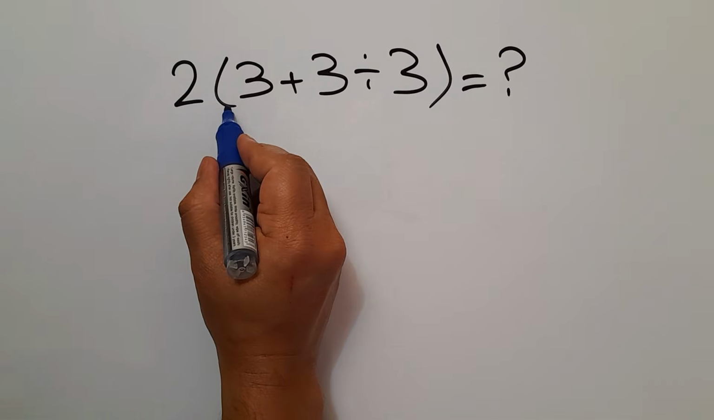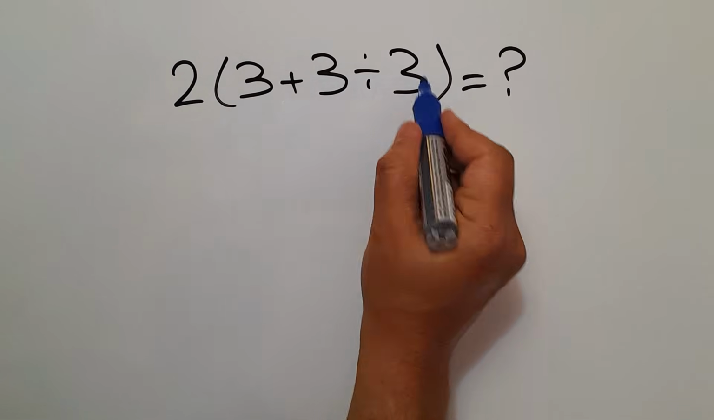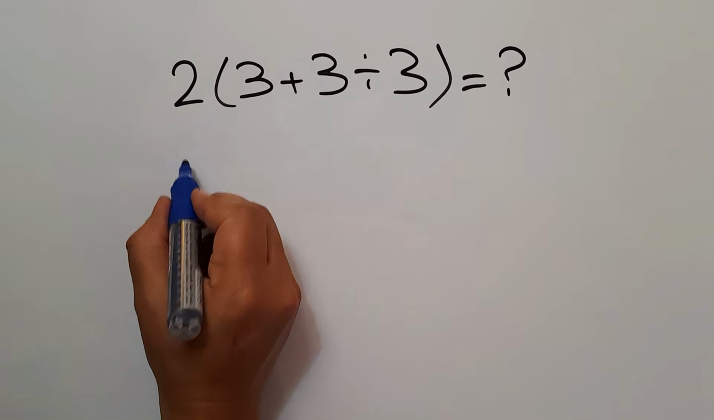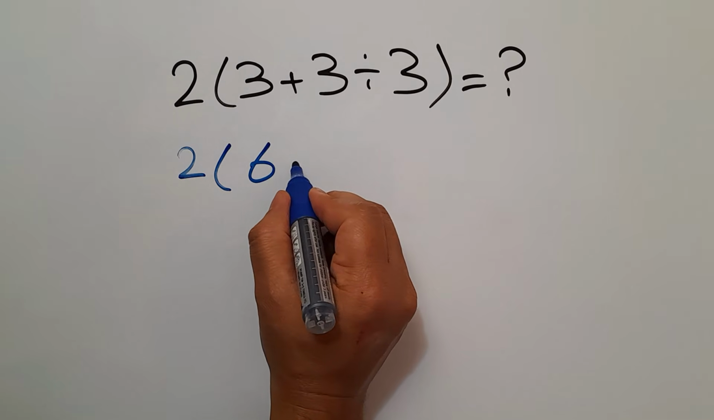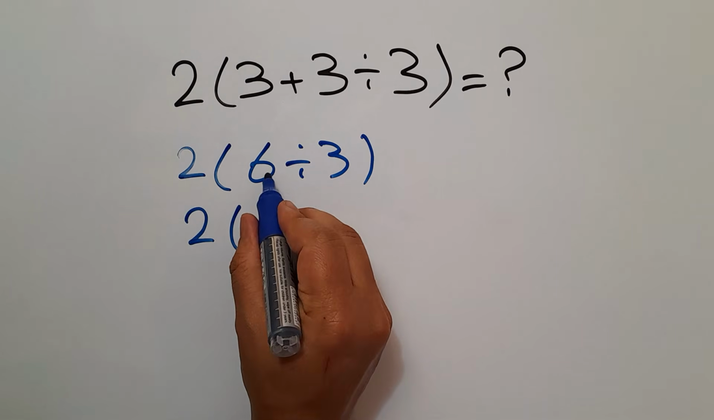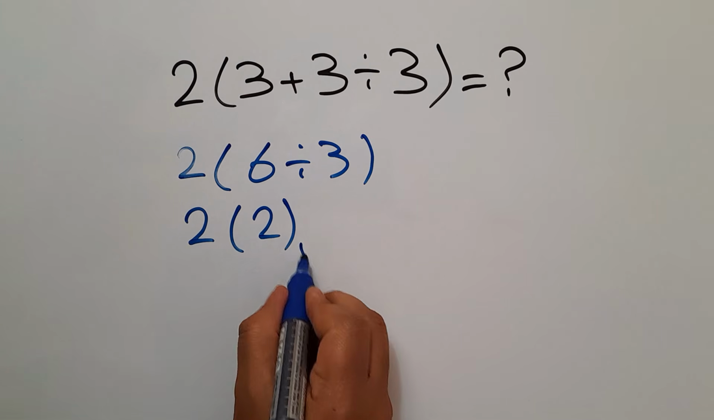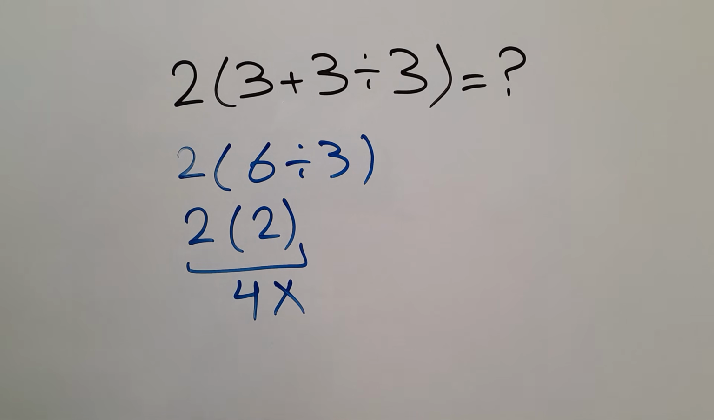Two times this parenthesis, which is 3 plus 3 divided by 3. Are you ready to solve? Let's go ahead and get started. We have here 2 times 3 plus 3 equals 6, then divided by 3. 2 times 6 divided by 2 equals 2, and finally 2 times 2 equals 4. But this answer is not correct.